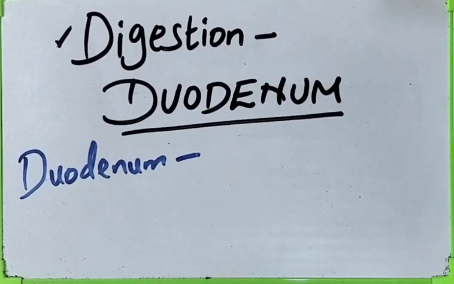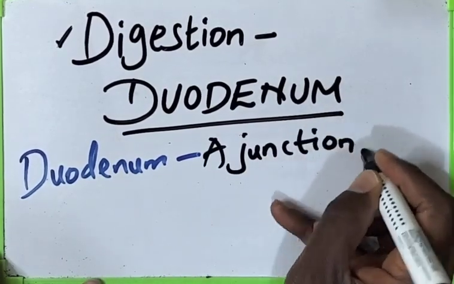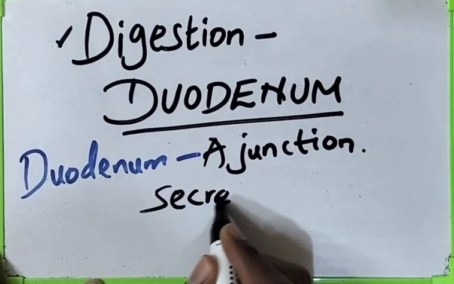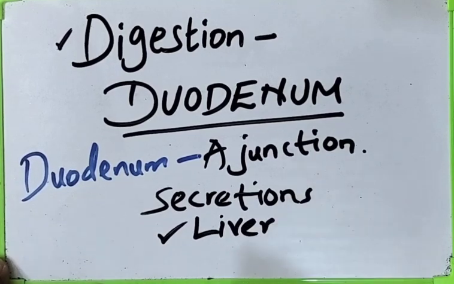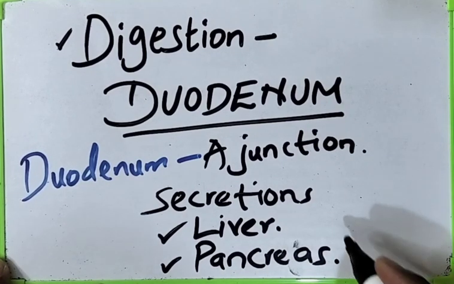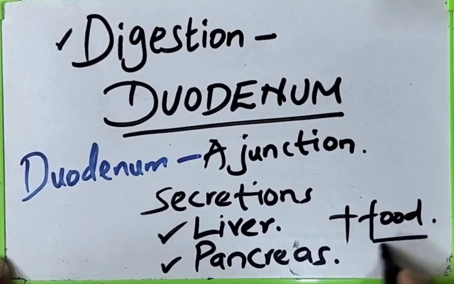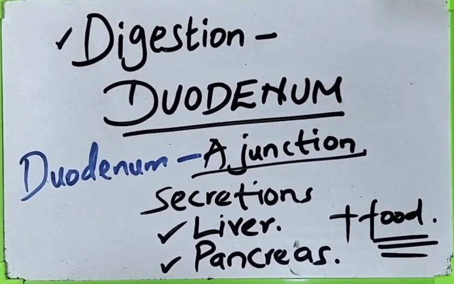The duodenum can simply be defined as a junction between secretions from 1, the liver, and 2, the pancreas, so secretions from the pancreas and liver are going to meet food, and food from the stomach. So food from the stomach will meet these secretions from these very important organs, that is the liver and the pancreas. So at this point where this food will meet with these two secretions of these two organs is what we call the duodenum.